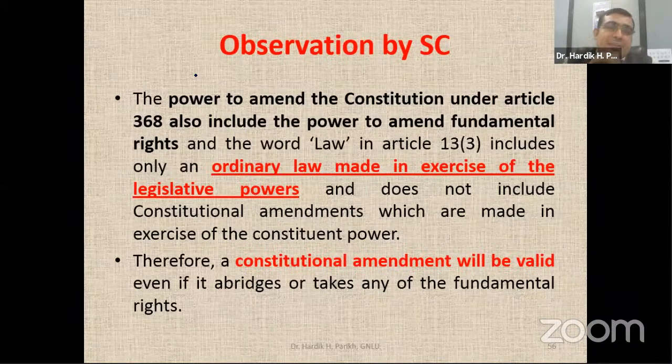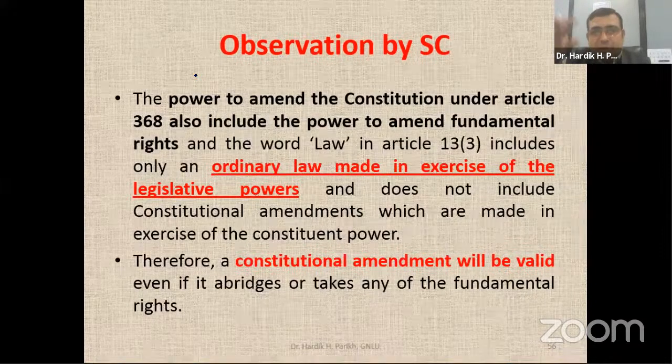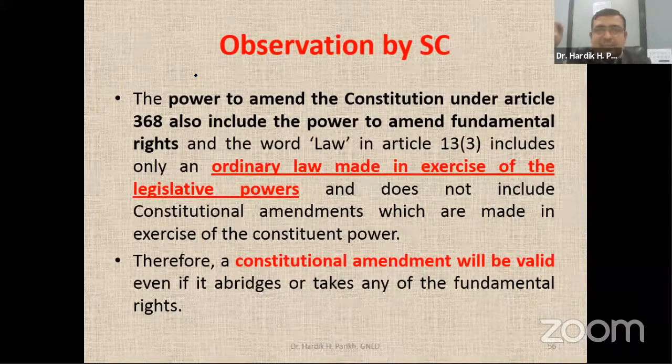Now here, what is the observation? The important part is mentioned here, that the power to amend the constitution under Article 368 also includes the power to amend the fundamental rights. Generally, amendment in the constitution is again a dispute, because we'll discuss the Minerva Mills case. Just wait a few more minutes. In that case, again Article 368, clauses 4 and 5 came into question. So what is the role of Parliament?